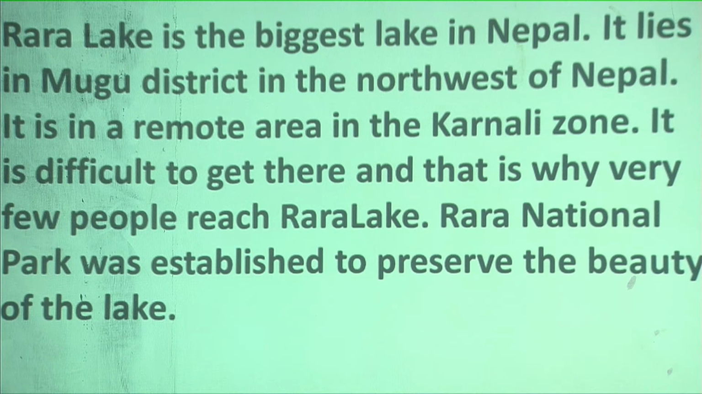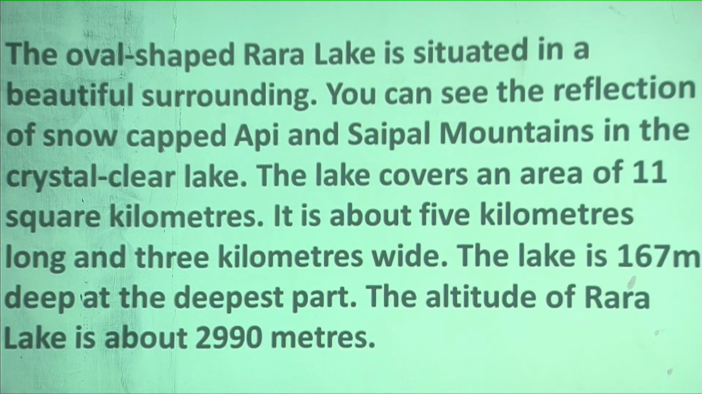Okay, students, let's go to the second paragraph. Now, I am going to read it. The oval-shaped Rara Lake is situated in a beautiful surrounding. You can see the reflection of snow-capped Api and Saipal mountains in the crystal clear lake. The lake covers an area of 11 square kilometers. It is about 5 kilometers long and 3 kilometers wide. The lake is 167 meters deep at the deepest part. The altitude of Rara Lake is about 2,990 meters.